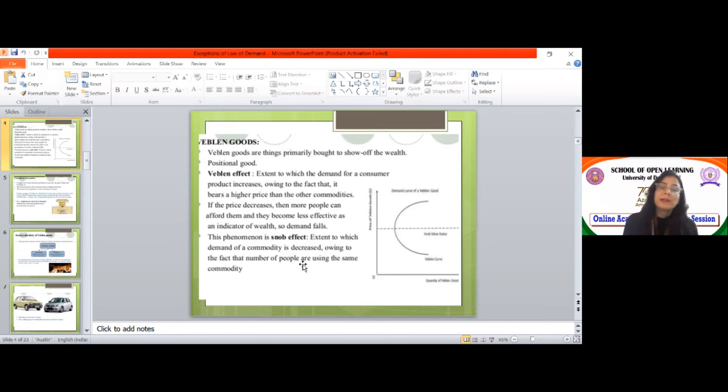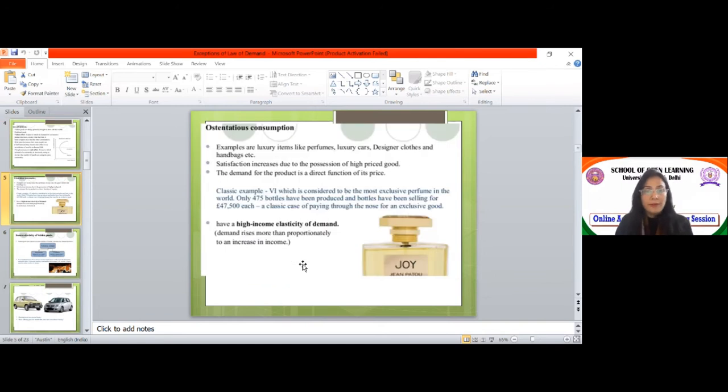So snob effect and Veblen effect क्या बोलते हैं? As the price of the commodity increases, the product demand increases. So here law of demand won't work. अब हम आते हैं ostentatious like consumption पे. Examples are luxury items like perfumes, luxury cars, designer clothes और handbags जितने होते हैं. So they are all the examples of the Veblen.